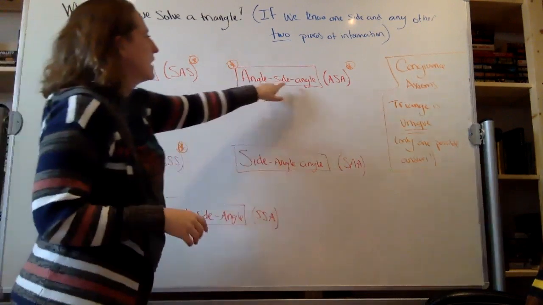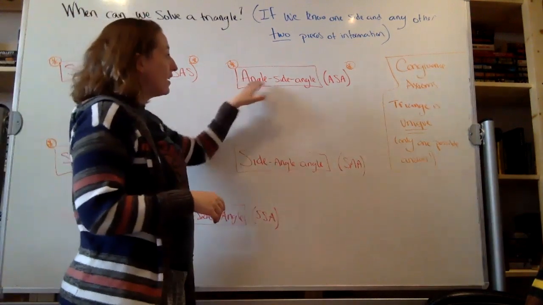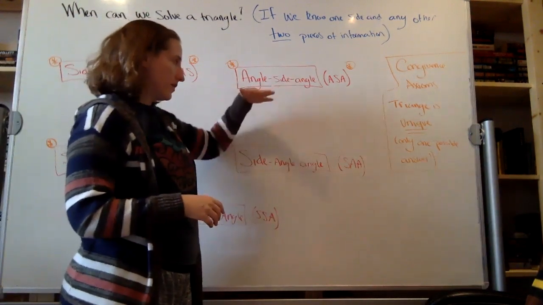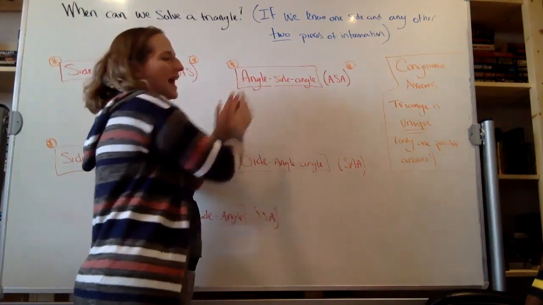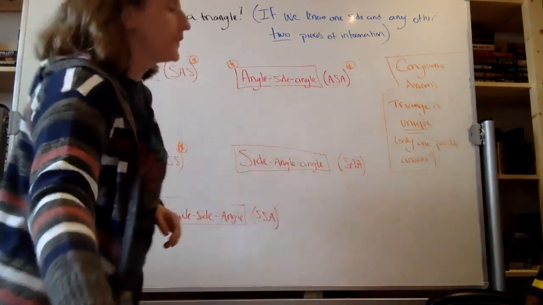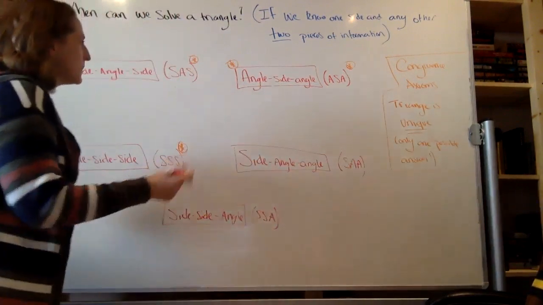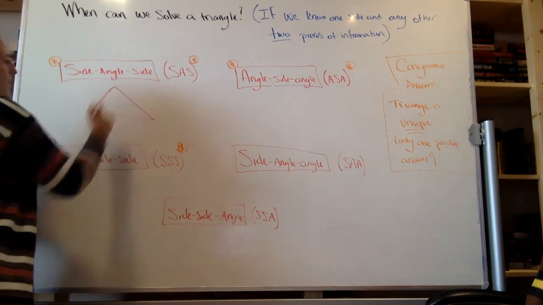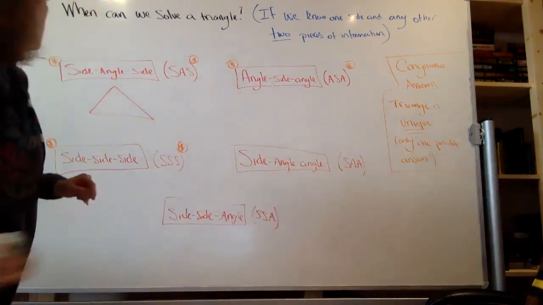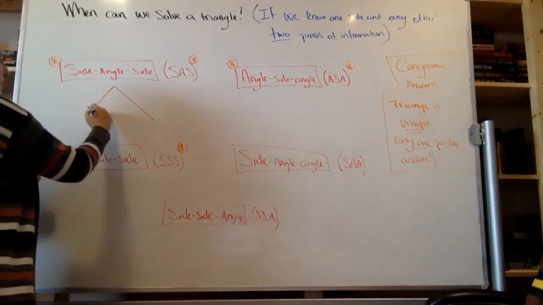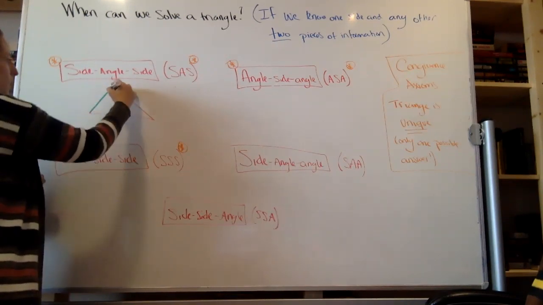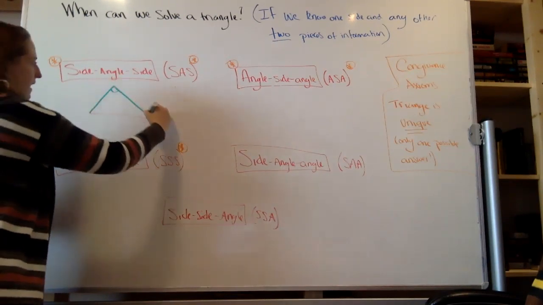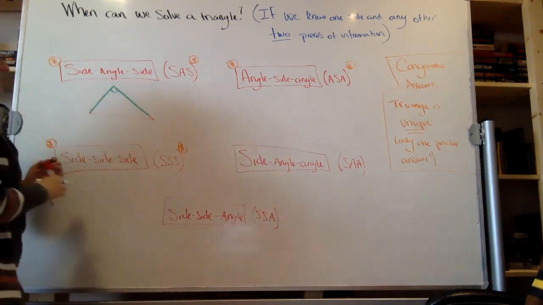This guy, angle, side, side, means, or sorry, angle, side, angle, I can read my own information, means we know 2 angles and the side that is between those 2 angles. Maybe I'll sketch a little picture here. So if we have a triangle, for this first one, we know one side, so we maybe know this side, we know the angle, and we know the side. So we know these 3 pieces of information.